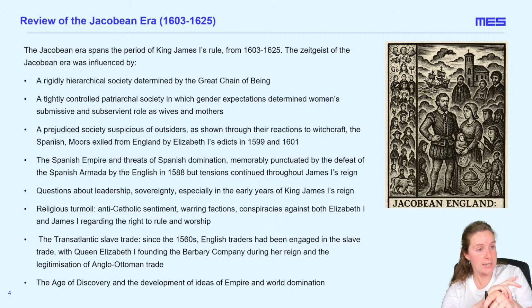This included a tightening over James's reign of anti-Catholic laws and ability to practice.